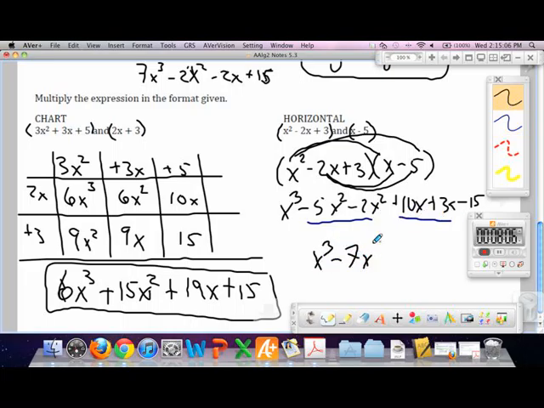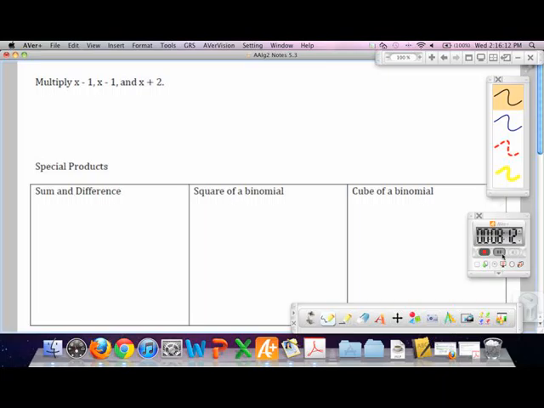What happens if I have to multiply 3 different things together? What I'm asking you to do is to multiply x minus 1, x minus 1, and x plus 2. When you need to multiply 3 polynomials together, or more than just 2, pick 2 of them and multiply. Then take your answer and multiply it to the third.